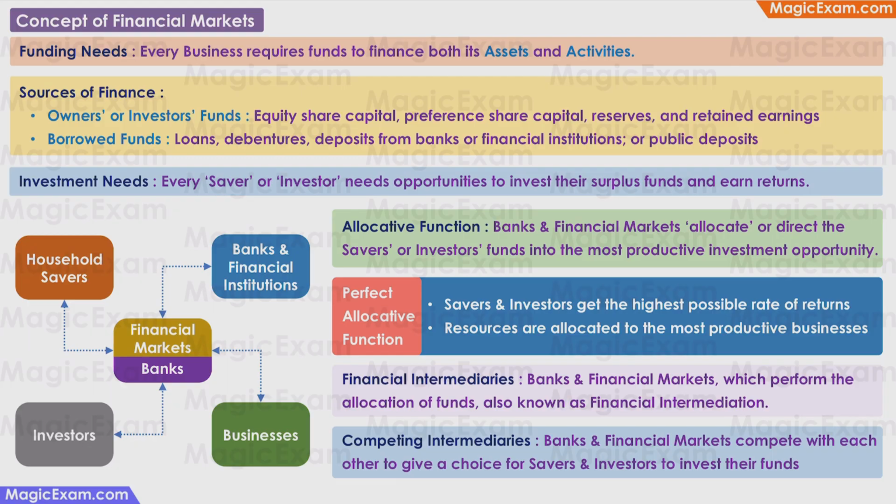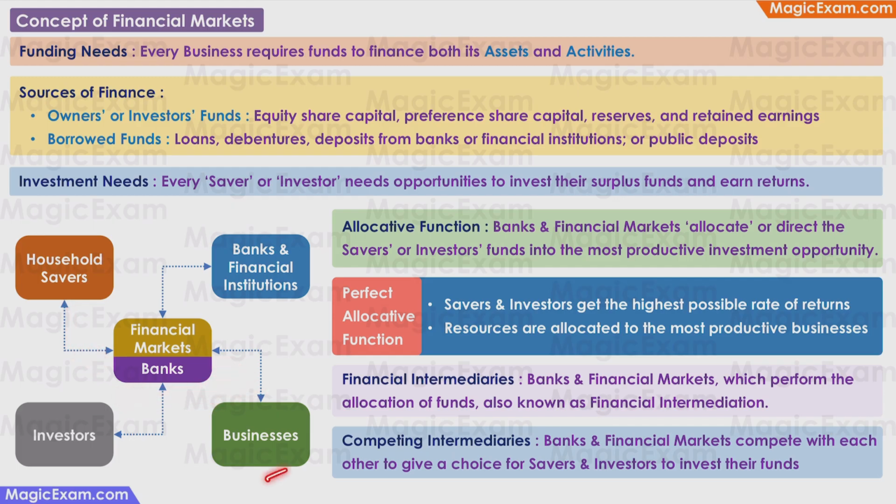As a saver, you have a choice of either investing your money in a bank fixed deposit, or you can go through the financial market and directly invest in a business for higher returns, of course at a higher risk. If you deposit your money in a bank, the bank will give you 7% interest and give that money as a loan to a business at say 13% interest. And the difference is the bank's profit.